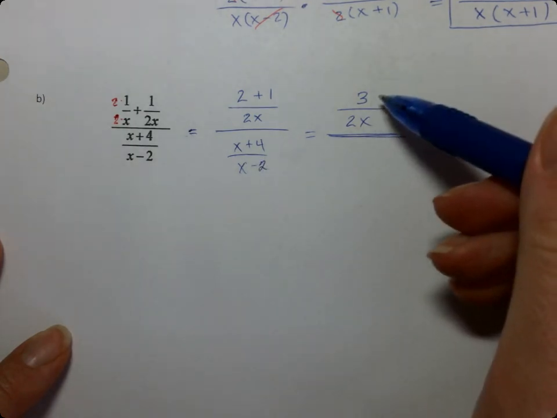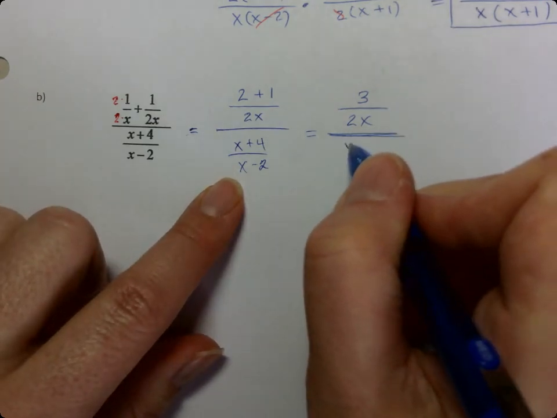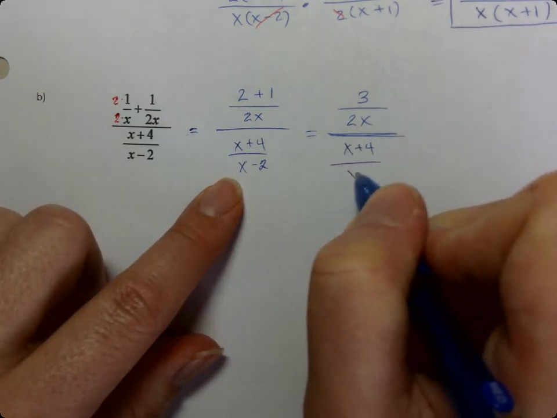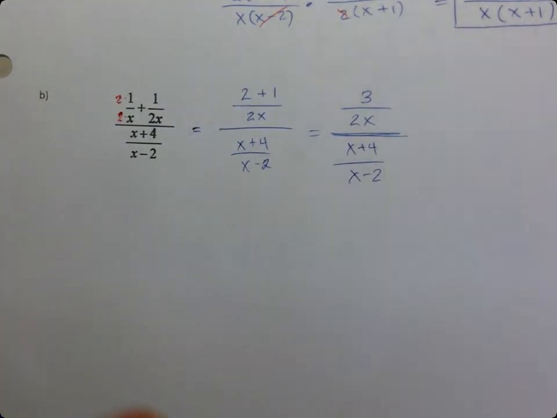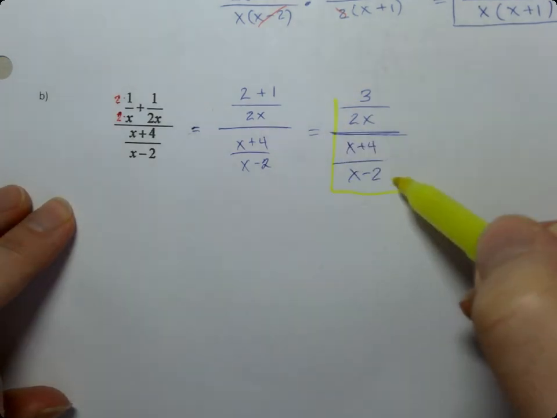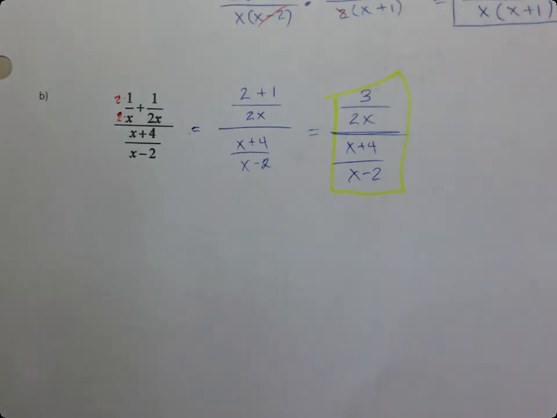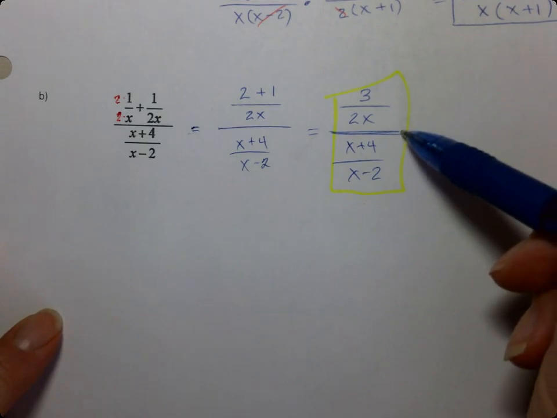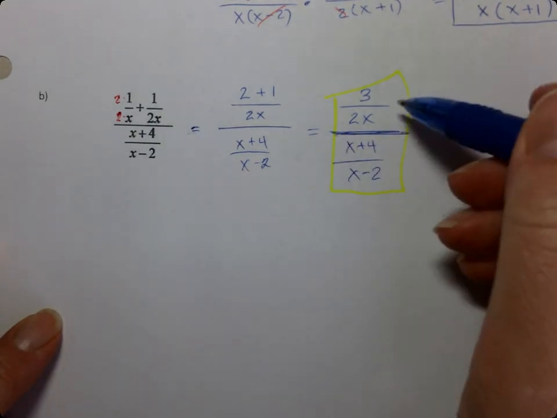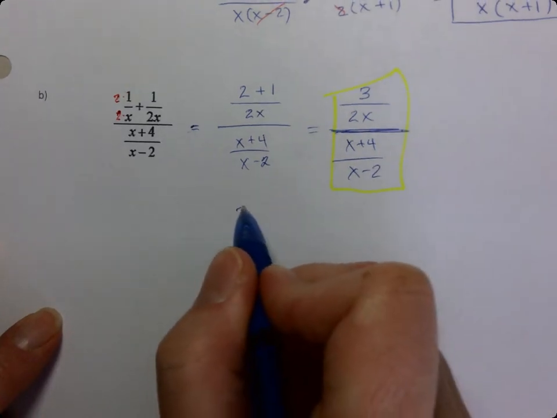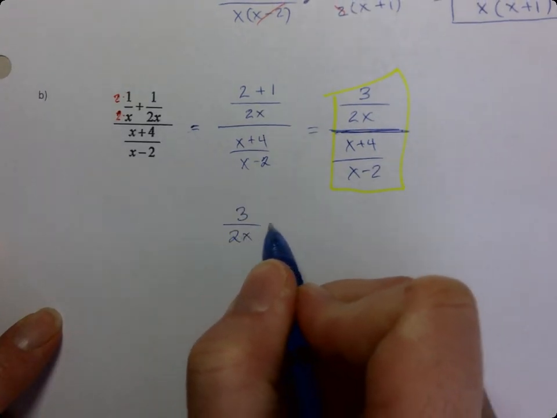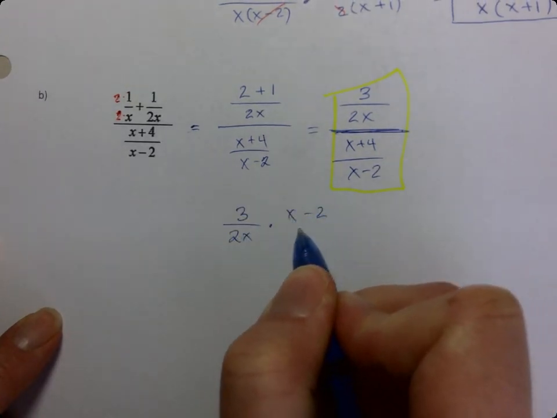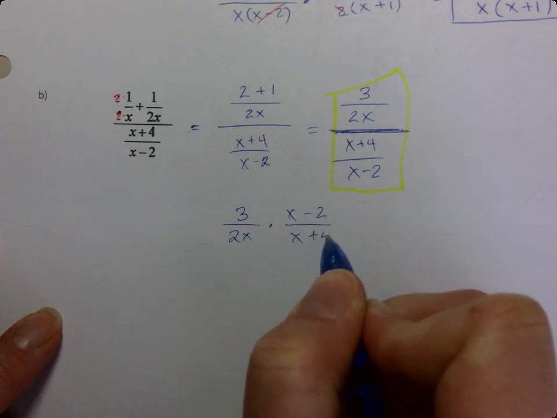All right, so I've got my numerator. I've got my denominator. Do you see now that I've gotten it down to a fraction divided by a fraction? So instead of dividing by a fraction, we multiply by the reciprocal, or keep, change, flip. So 3 over 2x times x minus 2 over x plus 4.